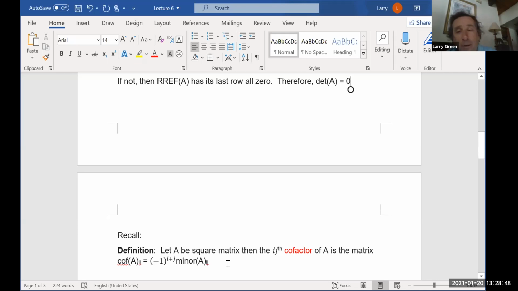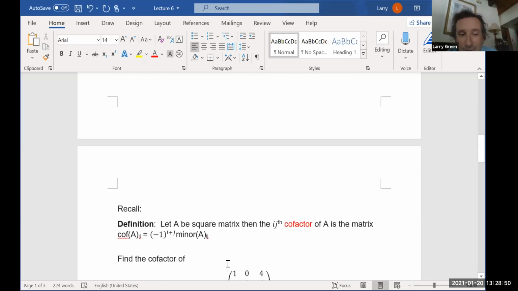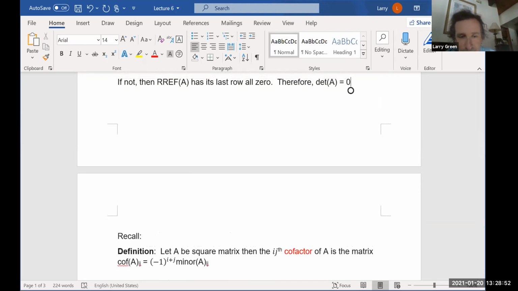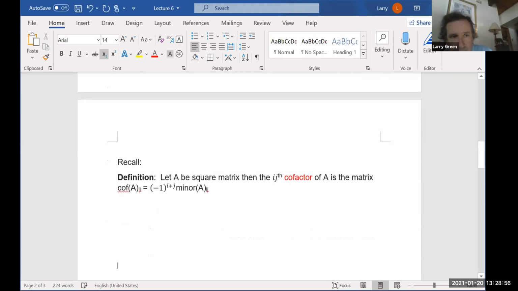So believe it or not, I just copied and pasted from the lecture notes from Friday. And let me do this. If A is a square matrix, the ijth cofactor of A is the matrix. Cofactor of A, ij, is equal to -1 to the i plus j times the minor of Aij.